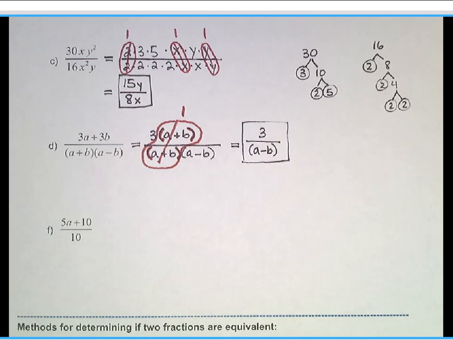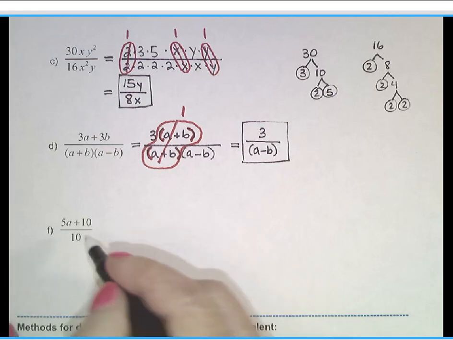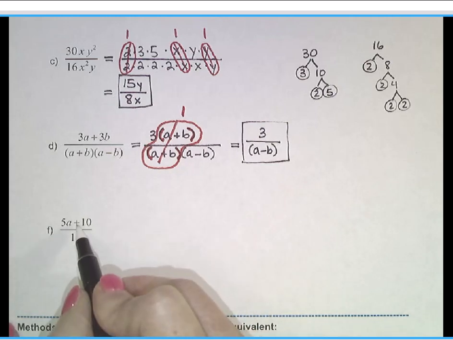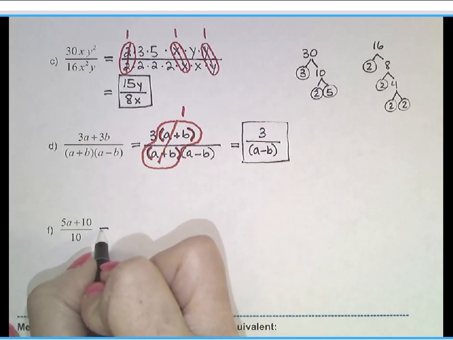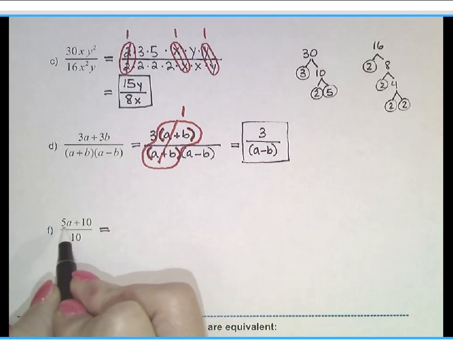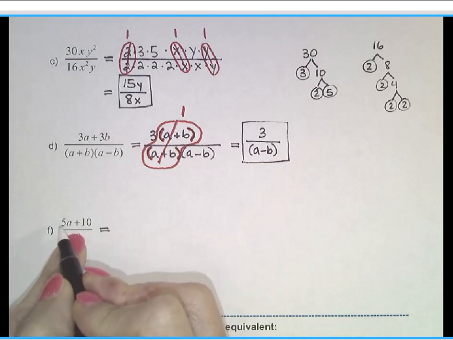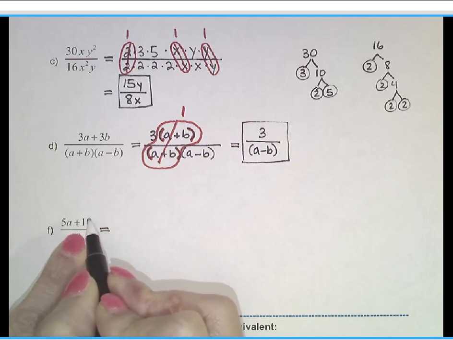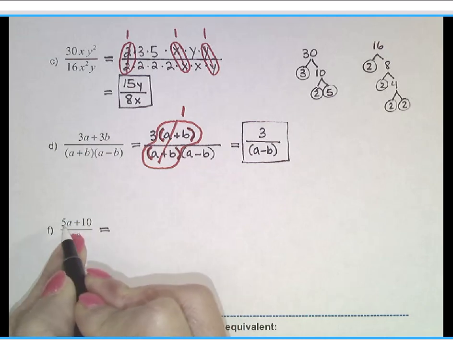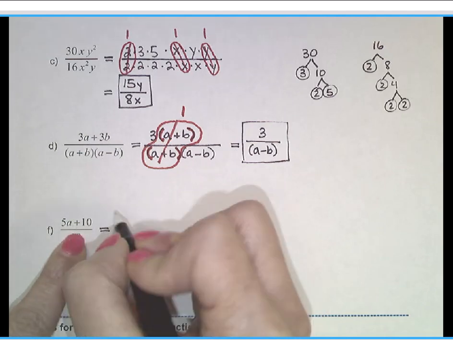Let's try one more. We've got 5a plus 10 over 10. And we cannot cancel the 10 over 10 because we have addition. See, it doesn't look like the previous ones where it was all multiplication. So you've got to do some factoring. So if we look at the top, it has a 5 and a 10. The common factor that they have is a 5 because 10 is 5 times 2. And this first piece is 5 times a. So they both have a 5 in them.